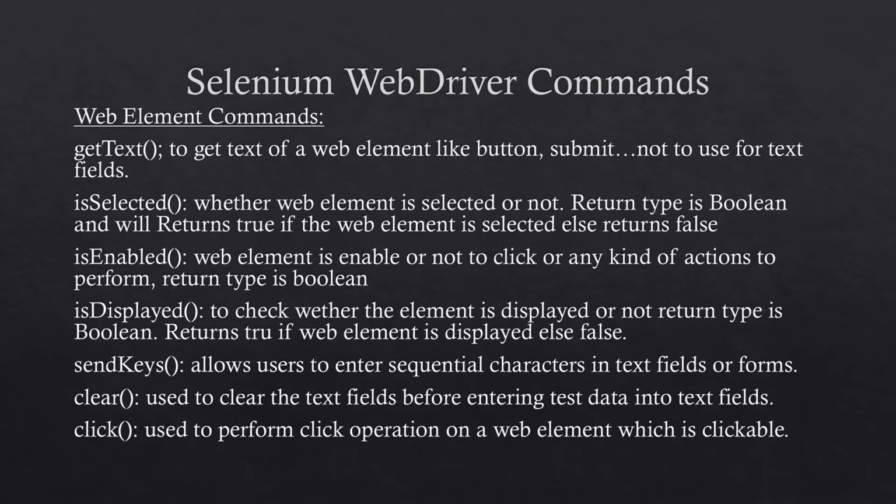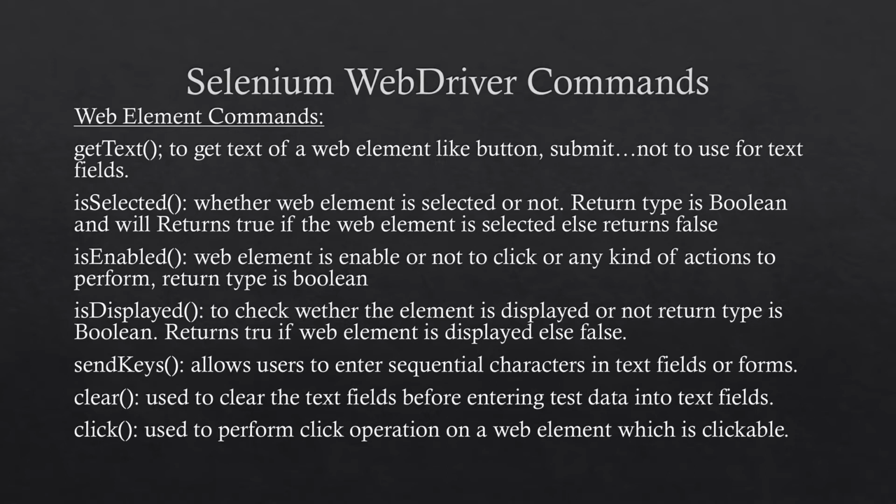The next command here is the getText method. How can we get the text from a particular web element? For example, to get the text of web elements like a button or submit, we can directly write that web element dot getText. It will return the text of that particular web element, and it is not used for text fields. It is applicable only for drop downs, menu bars or submit buttons.